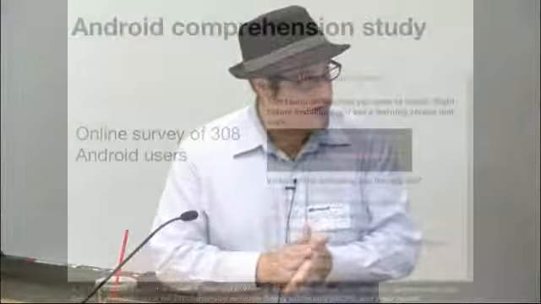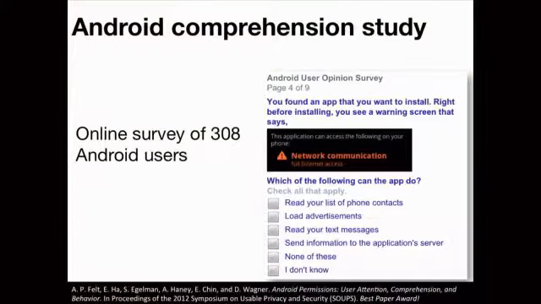So with regard to the current problems, we did some work about a year ago looking at whether Android users understand permissions on their devices. So we did this online survey of a little over 300 actual Android users. We were sure that they were Android users because we recruited them using AdMob so that we could be assured that they were seeing the survey on their device because we advertised within another Android app.